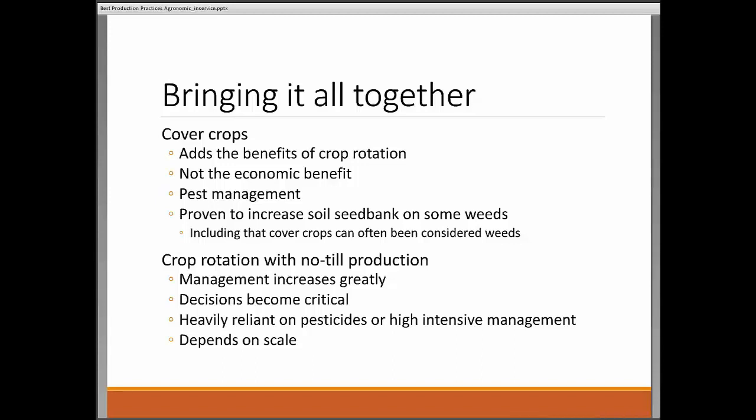When we talk about crop rotation and no-till production systems, management does increase greatly. You have to be more on top of your management systems, your decision making, your variety selection, because these decisions become more critical, and you become heavily reliant on pesticides, mainly when you're talking about herbicide management, because if you don't have steel, you're going to rely on chemistries almost exclusively. Or there are the high-intensity management systems, like Lynn talked about, such as mulching and plastic wrapping, in our smaller, more specialty crops. A lot of this just depends on the scale. This can be very cost effective in both large scale and small scale. The little intricacies of the system just end up being a little bit different.